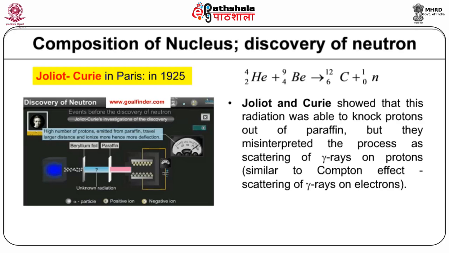So they thought that the invisible radiation coming out of the beryllium foil, due to the reaction of alpha particle with beryllium, was basically energetic gamma rays, and this energetic gamma ray was knocking out the protons from the paraffin, similar to what we have seen in the Compton effect, where gamma rays knock out electrons from the orbit in an atom.